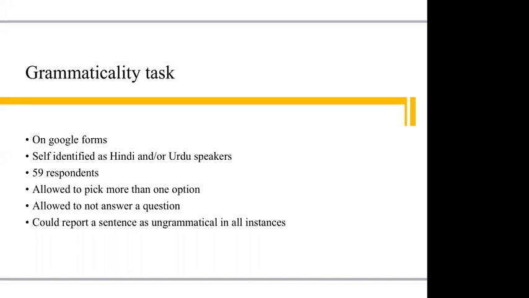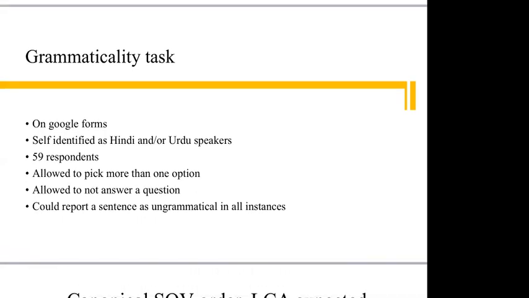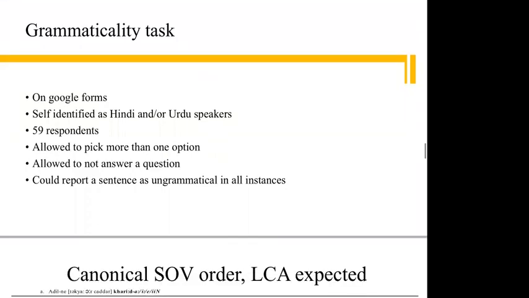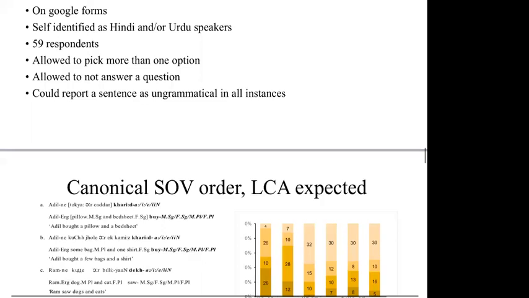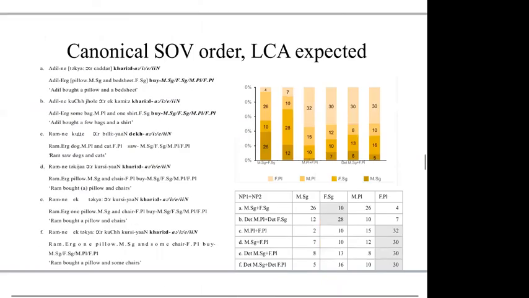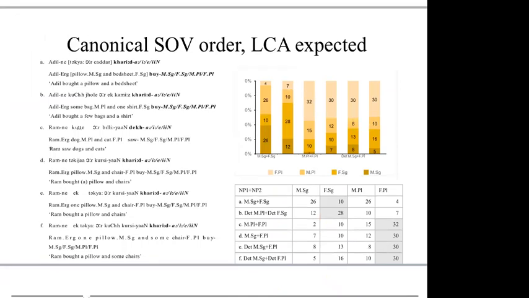Hindi is an SOV language, more or less, and a fair bit of scrambling is allowed, right? So these were the sentences I asked for. If CCA is obligatory, then in the first sentence, Adil ne takia aur chadar, the answer should consistently be kharidi. But you can see in the little table at the bottom that not a lot of people opted for that. I had 59 participants, and they could pick more than one option and they could blank out, so these numbers don't always add up to 59. It can be more, it can be less.